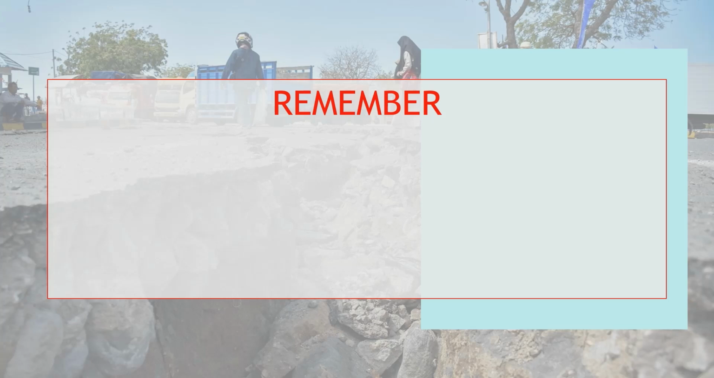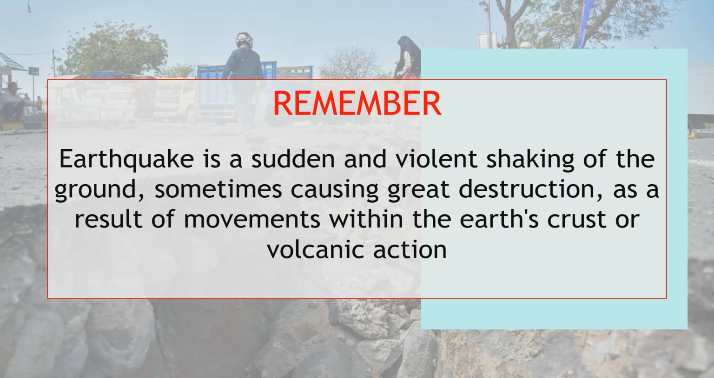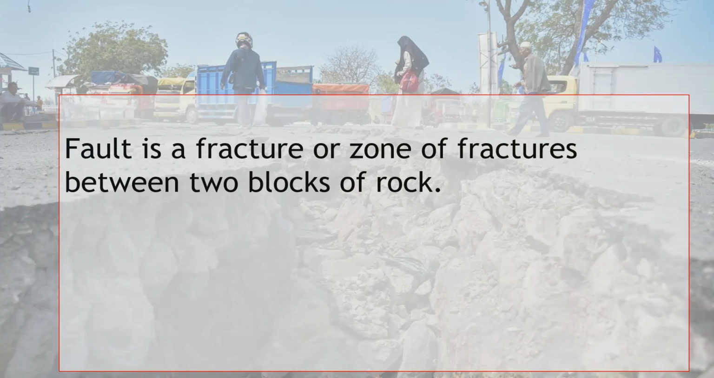So, to summarize our lesson for this day, number one, let us not forget that an earthquake is a sudden and violent shaking of the ground, sometimes causing great destruction. So that is what we call intensity, as a result of movement within the Earth's crust or volcanic action that is related.